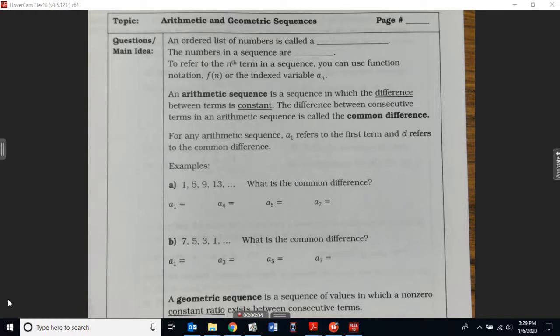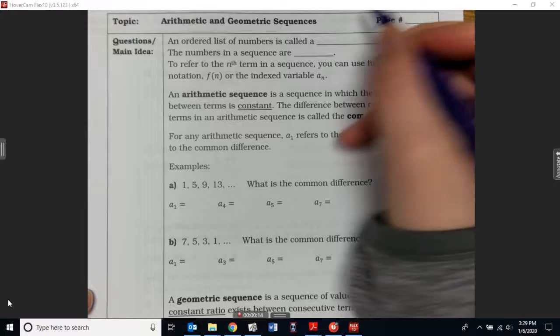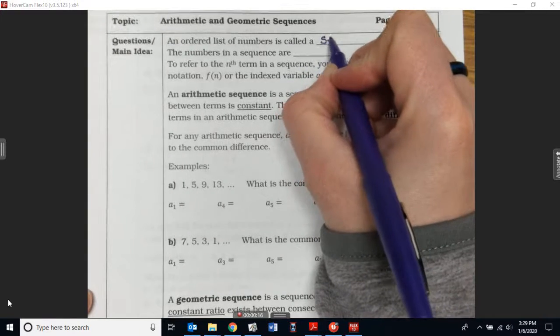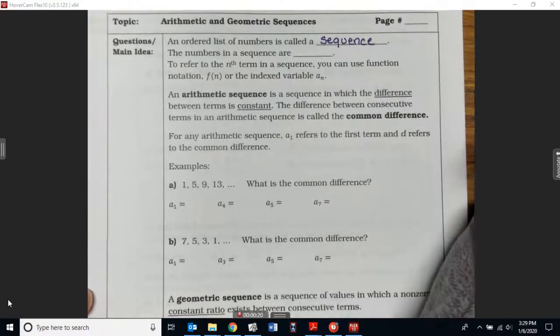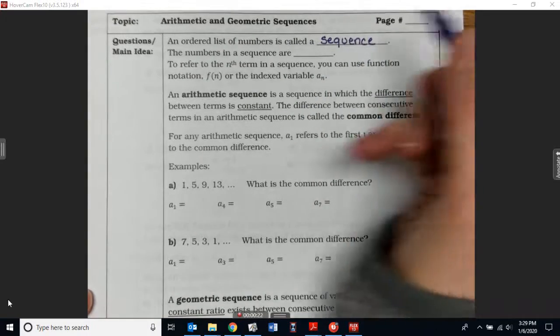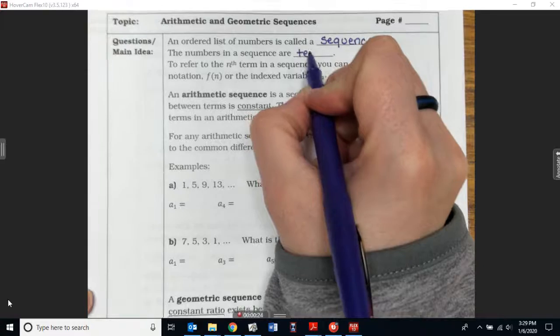All right, today we're going to talk about arithmetic and geometric sequences. And we have some vocabulary that we kind of need to talk about first. It says an ordered list of numbers is called a sequence. The numbers in a sequence are terms.